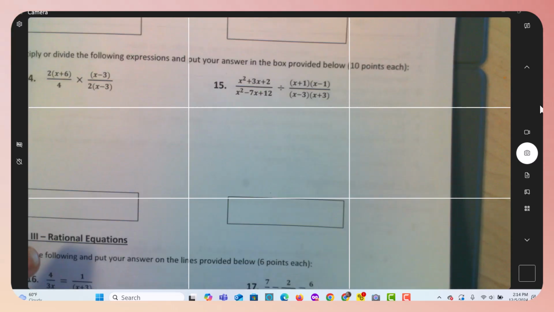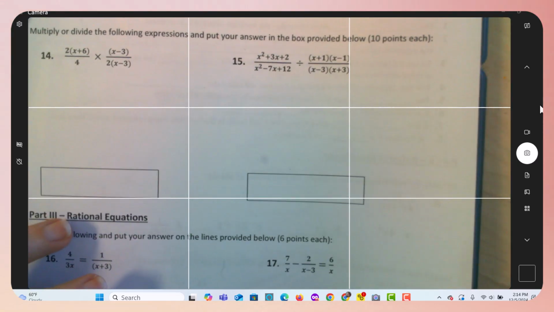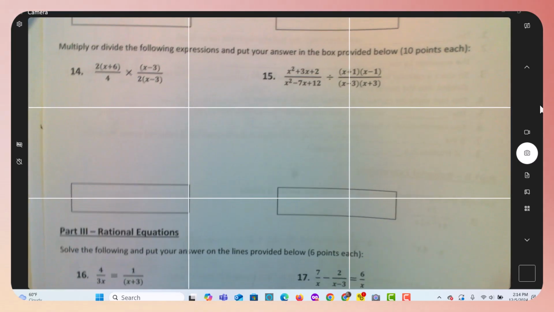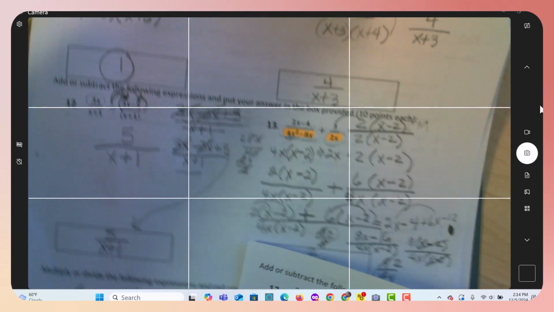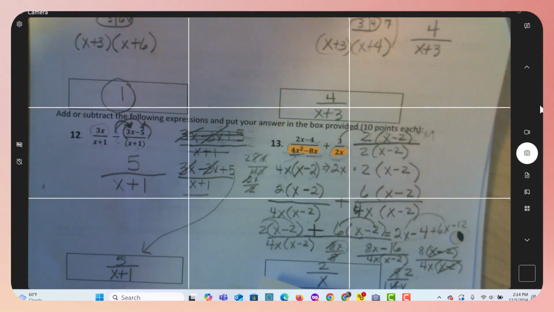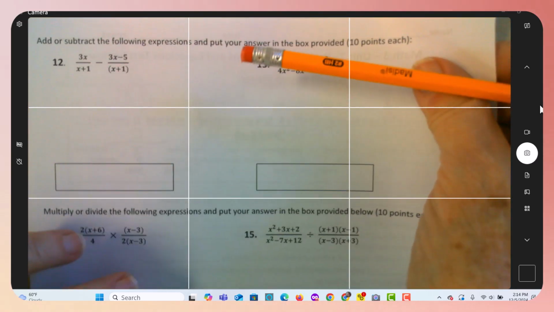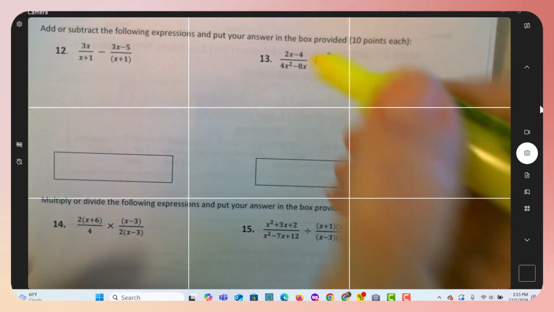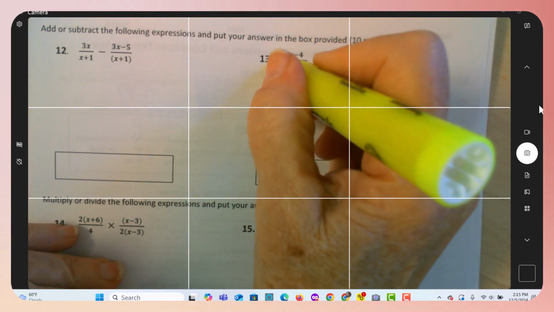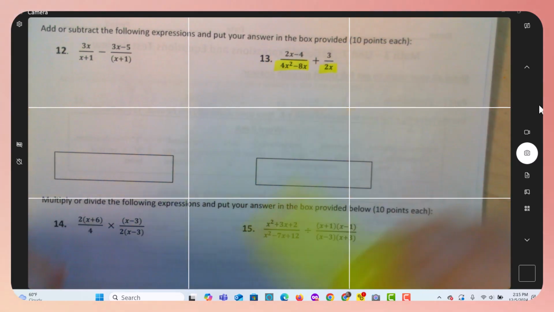So that I don't confuse you with my writing. So which one was it? It was question number 13? Yes. All right. All right, so I'm going to highlight the denominators, and I can see that they're not the same this time.